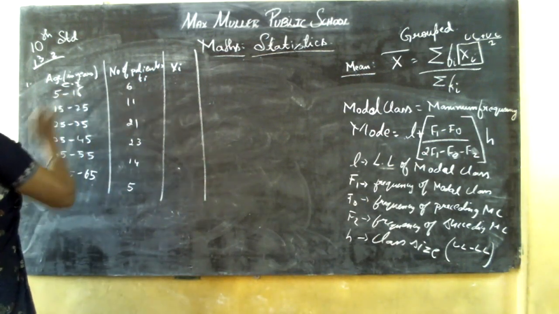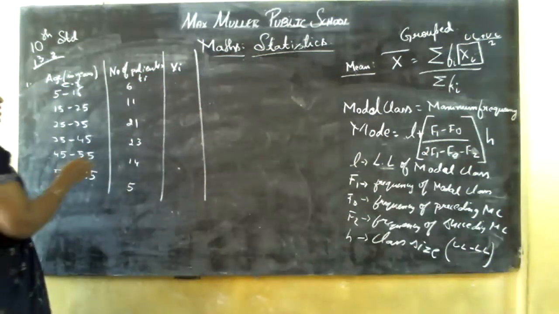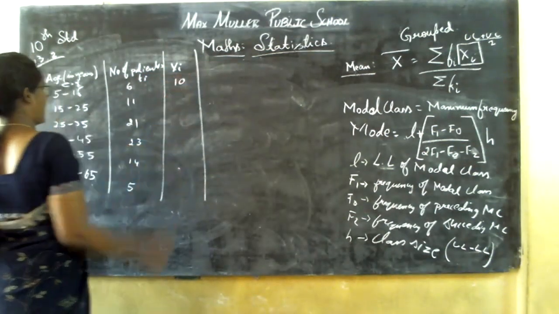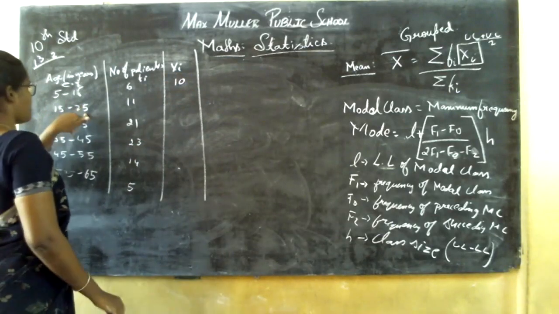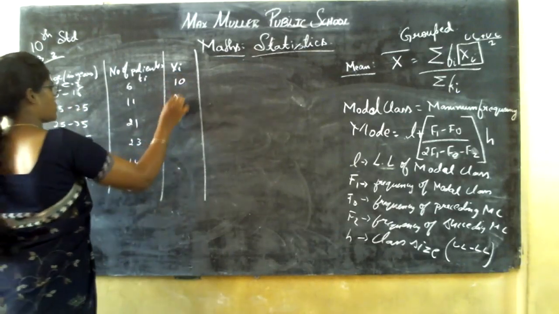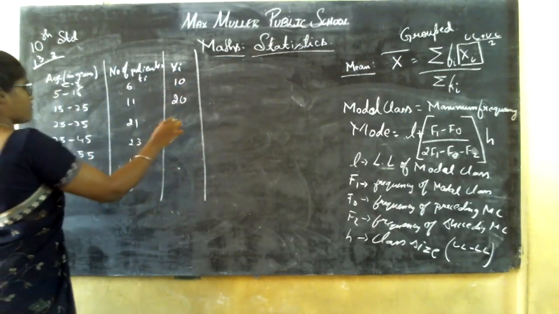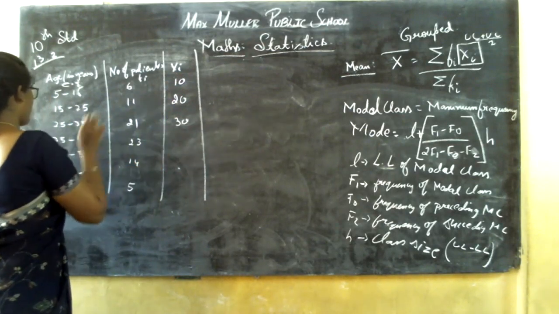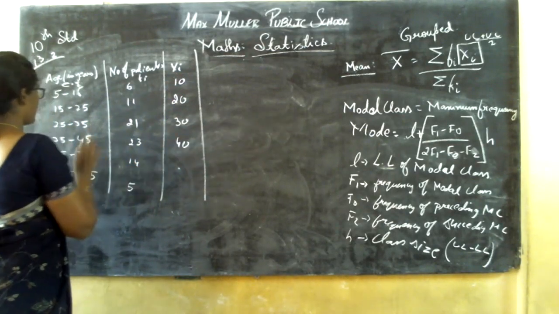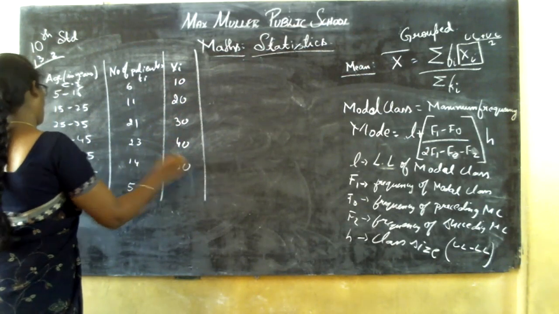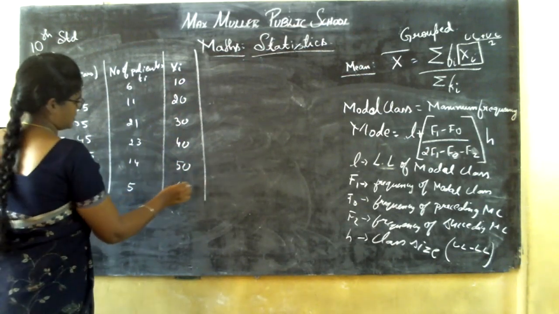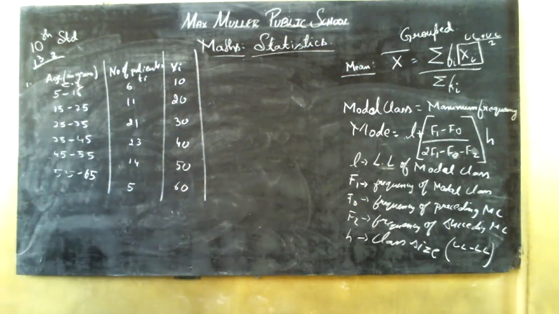So, 5 plus 15 is 20. 20 divided by 2 is 10. Then 15 and 25 is 40, divided by 2 is 20. 25 and 35, 30. 35 and 45, 40. 45 and 55, 50. 55 and 65 is 60. Yes. So, the class marks are ready for us.